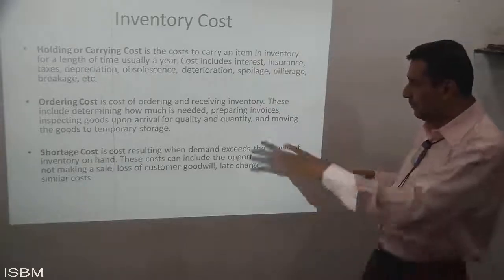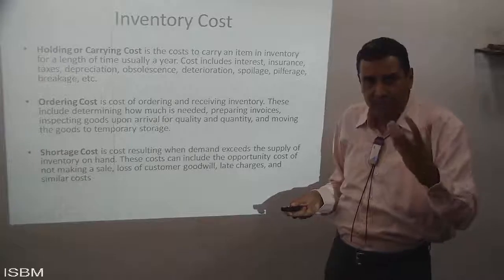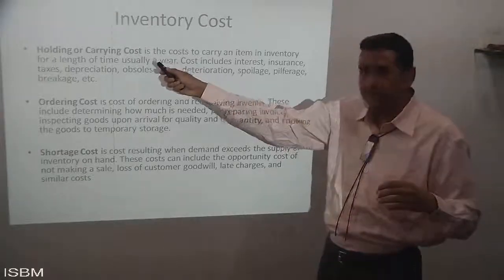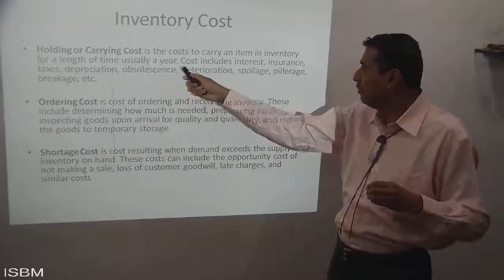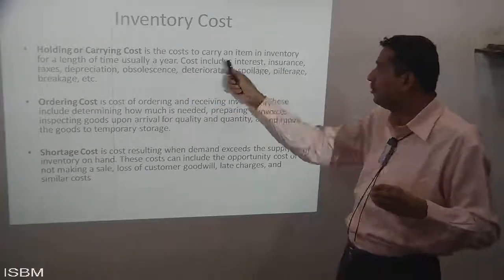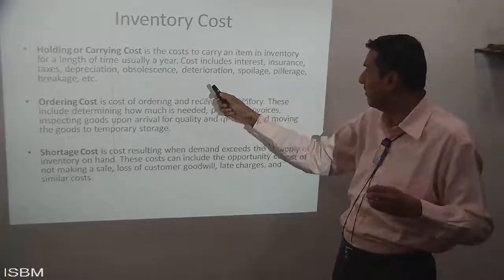Inventory cost. There are basically three categories of cost associated with inventory. One is carrying cost. Carrying cost is the cost to carry an item in inventory for a length of time, usually a year. Costs include interest, insurance, tax, depreciation, obsolescence, deterioration, spoilage, pilferage, breakage, etc.